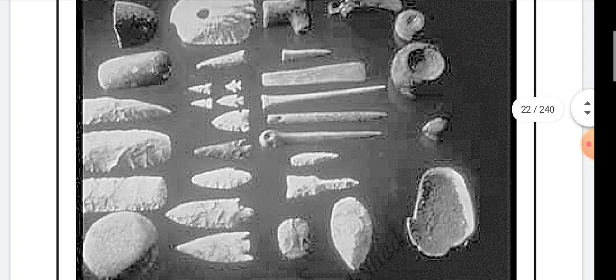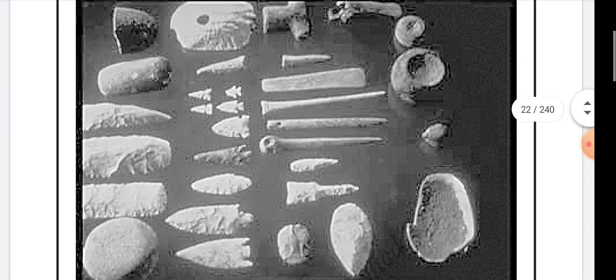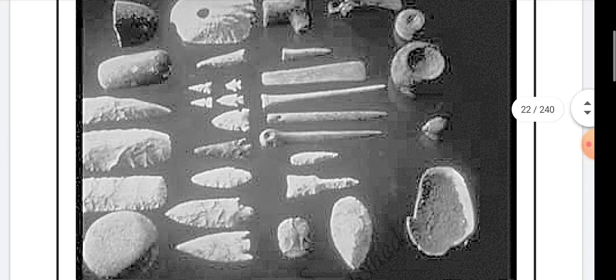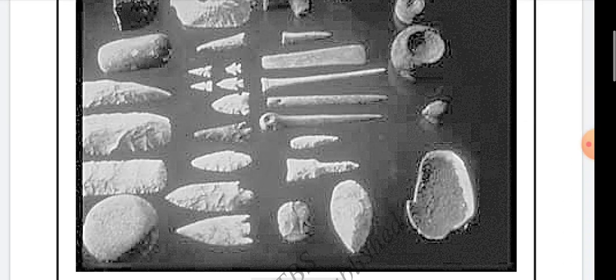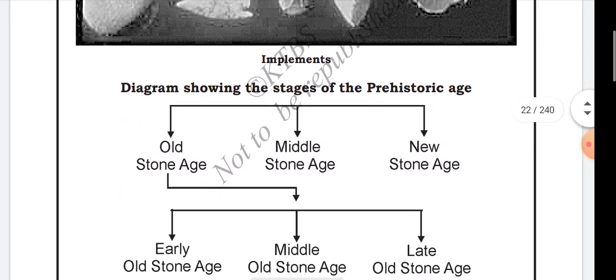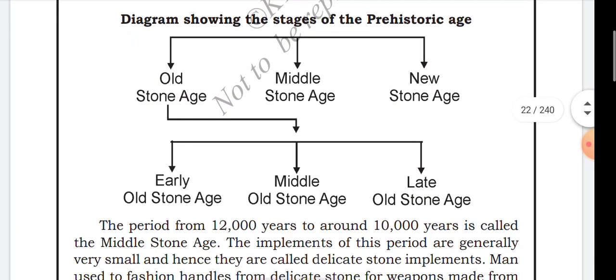Okay, so these are the stone implements which were obtained during excavation, and this is how they prepared the tools. Even these implements were prepared from rocks or even the bones of certain animals. So these were the implements used by the Stone Age people.